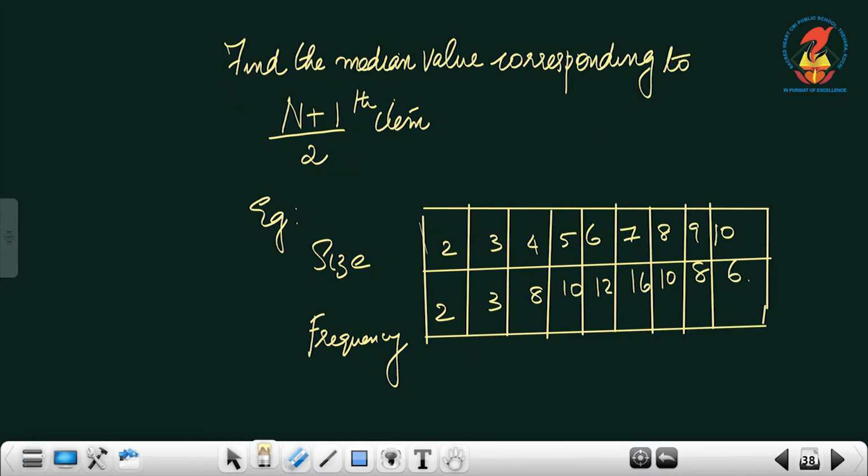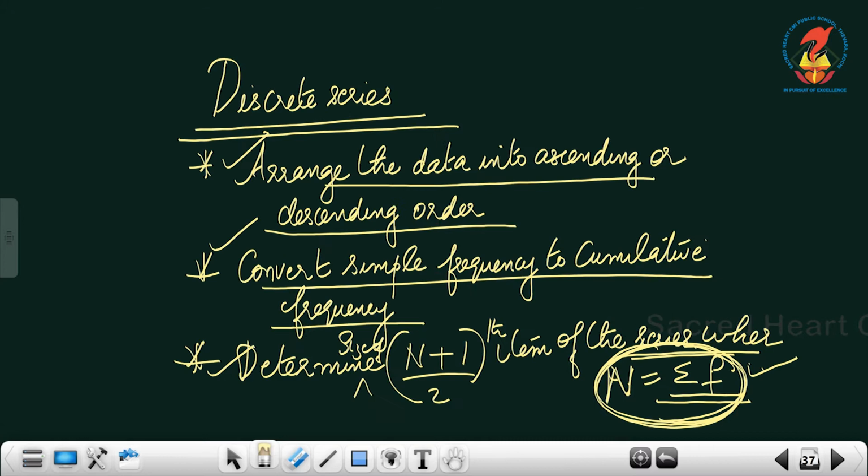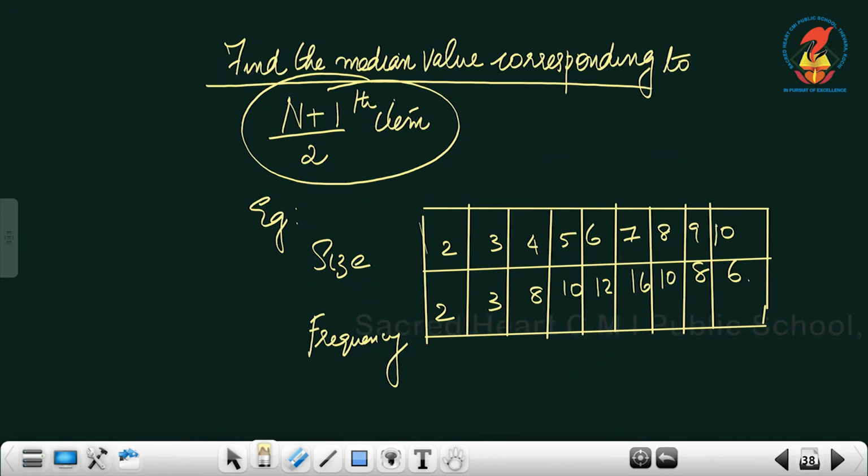Then find the median value corresponding to the size of (n plus 1) by 2th item. We have applied the formula here, size of (n plus 1) by 2th item. After applying the formula from the statistical series, you have to find out the median value. Now let us see how we find that.